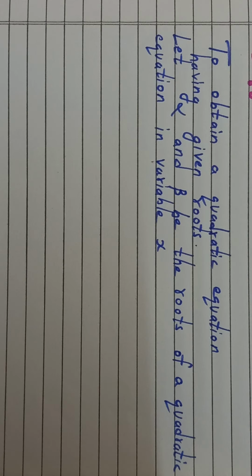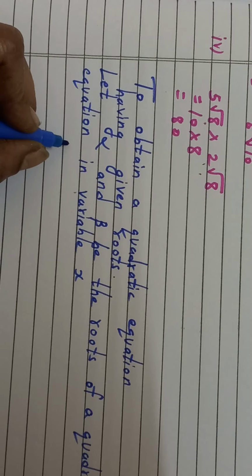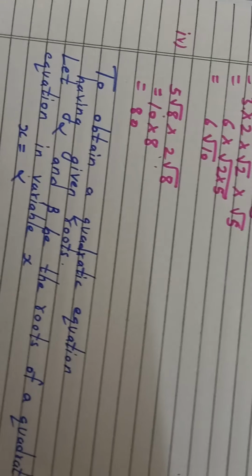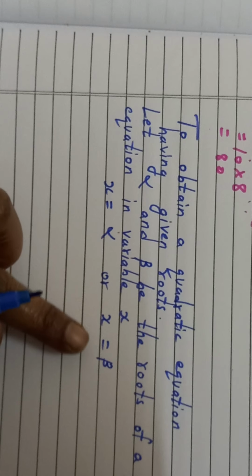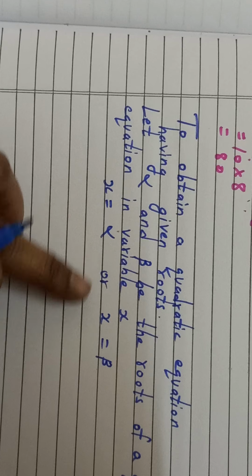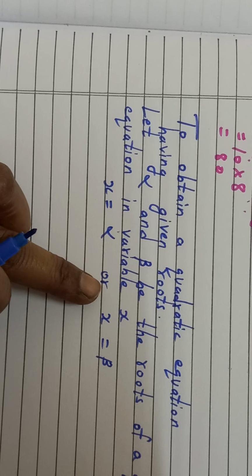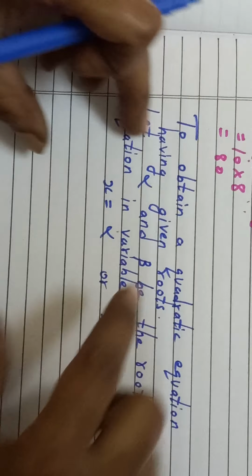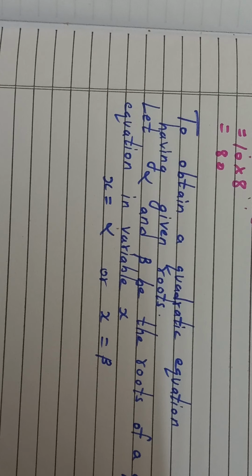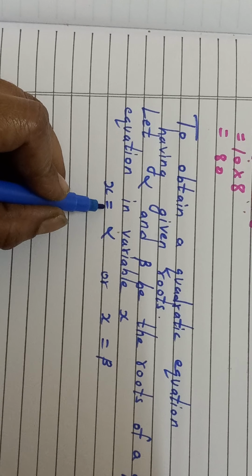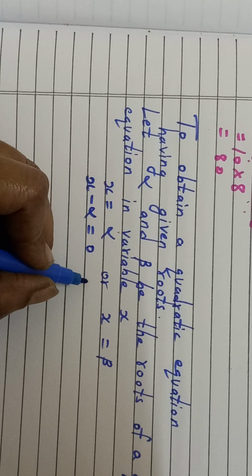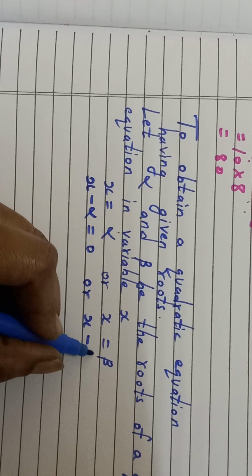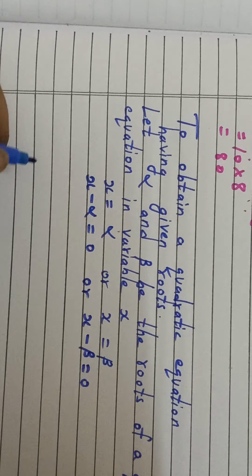How did we do it? m is equal to 13, I showed you those two roots. So now we will start with x is equal to alpha or x is equal to beta. Means alpha and beta are the roots, and we will form the quadratic equation. So now we go step by step: we should take alpha to the LHS, so it will become minus alpha. x minus alpha is equal to 0, or x minus beta is equal to 0.